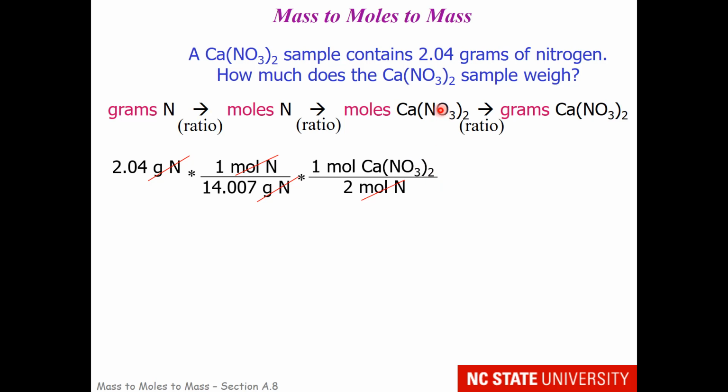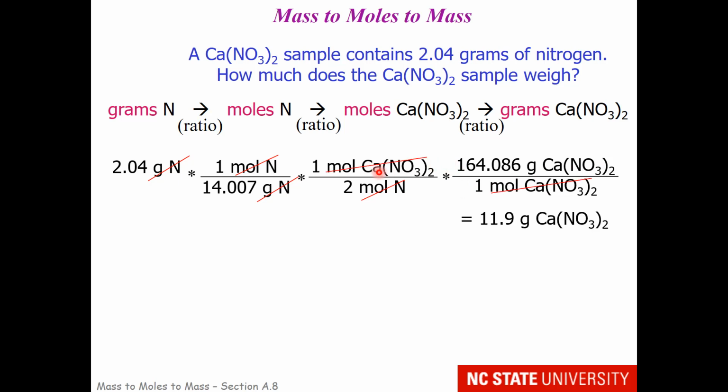Finally, we need to get from moles of calcium nitrate to grams of calcium nitrate. So we can use the molar mass for that. It is a true ratio of 1 divided by 1, that there are 164.086 grams of calcium nitrate in 1 mole of calcium nitrate. The units are going to cancel out, and we are left with units of grams of calcium nitrate. So when you punch this all into your calculator, you will discover that there are 11.9 grams of calcium nitrate.